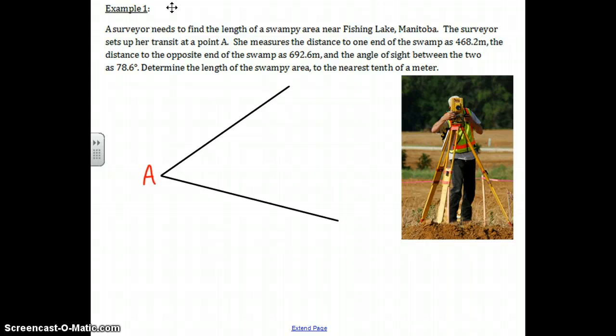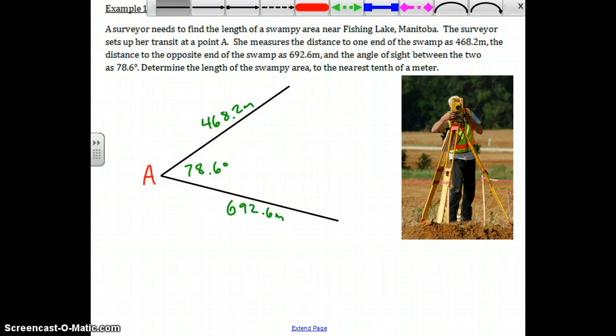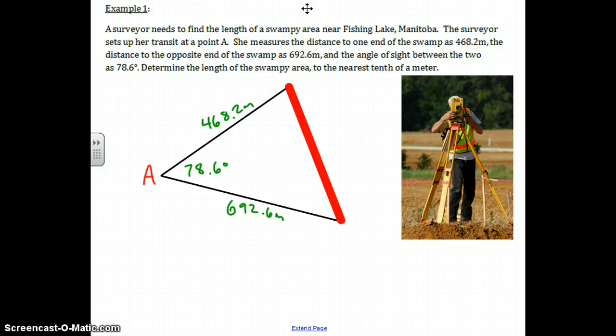So that's 468.2 meters. This one is 692.6 meters. It says the angle between those two is 78.6 meters. And we want to know how wide the swamp is, or how long the swamp is. Right, so the swamp, I'm going to use this red for it. The swamp is this area here. Okay, so basically we formed a triangle here, and we want to know, right, how wide is that swamp.